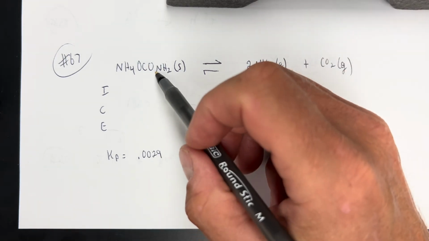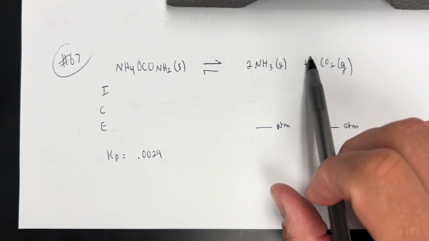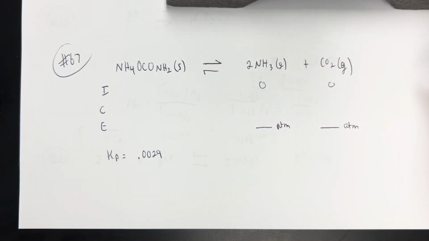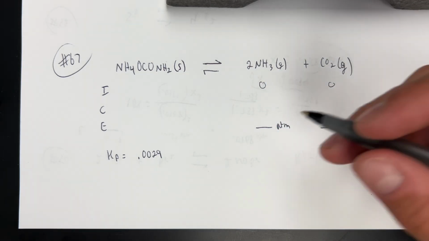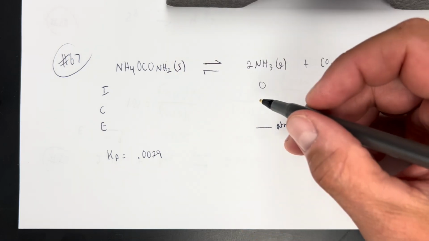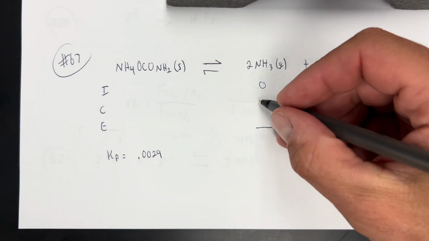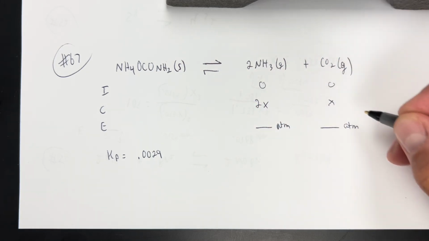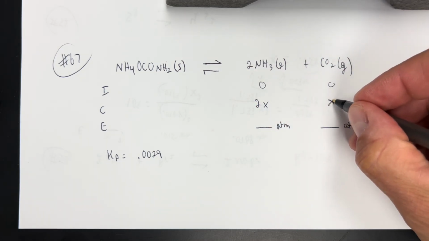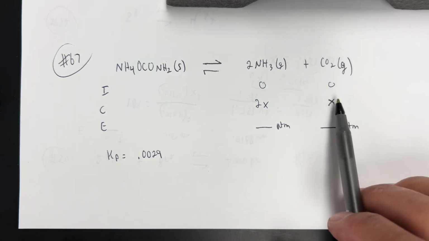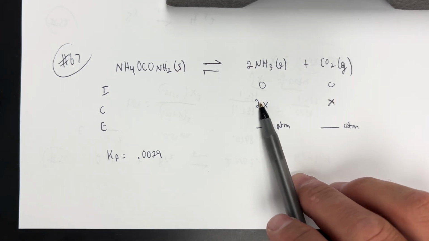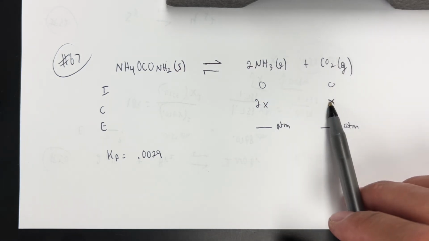We know that basically they just start heating this and it starts making these two gases. So initially these would have been 0. If we think about this, for every mole of this that reacts, we produce 2 moles of this. So I'm going to put in a 2x and an x. Or for every atmosphere of pressure that this one makes, it's going to be double the pressure. We can just plug those into our equilibrium.